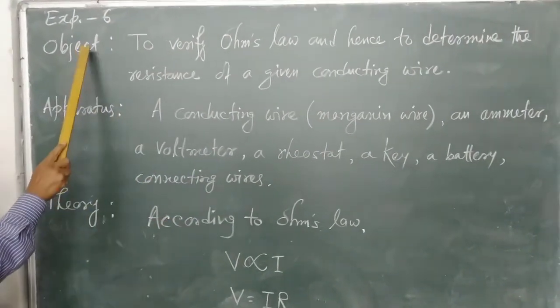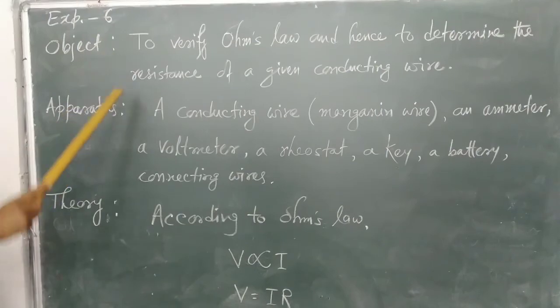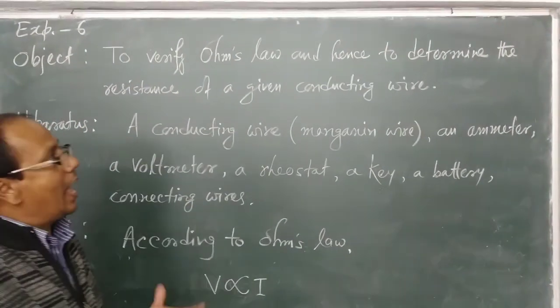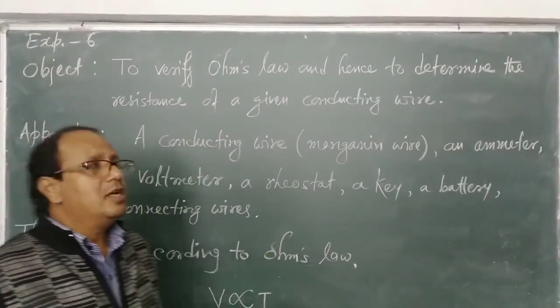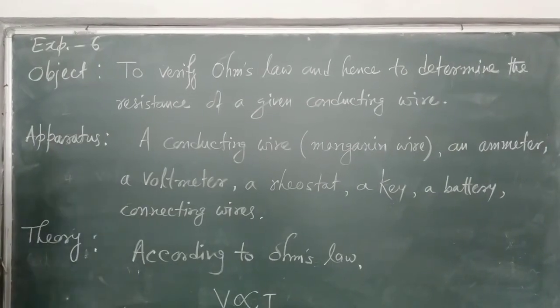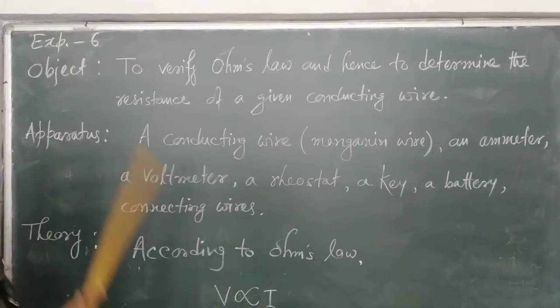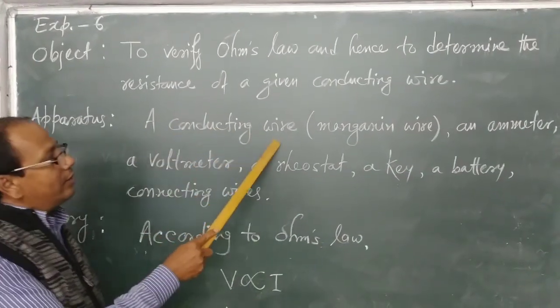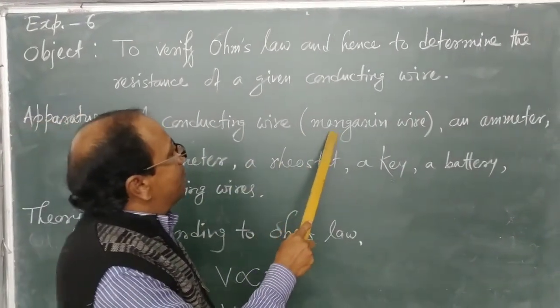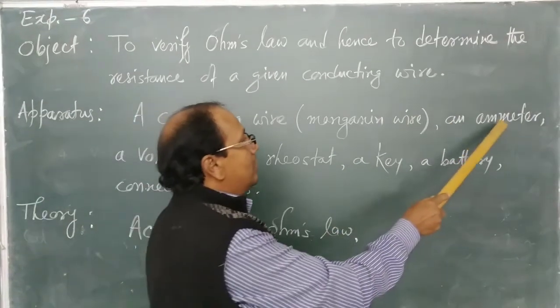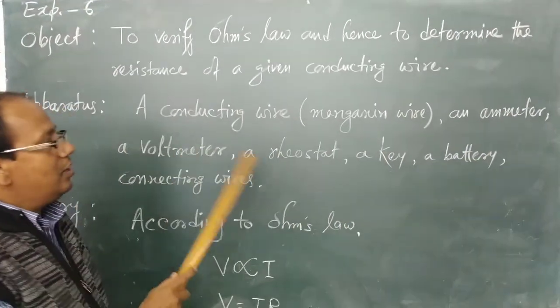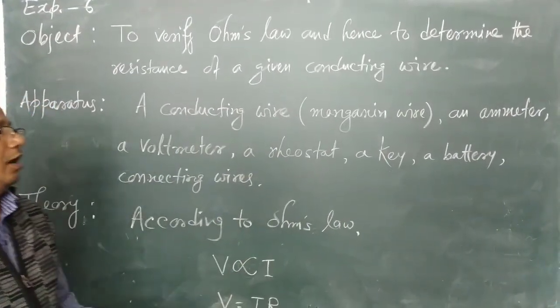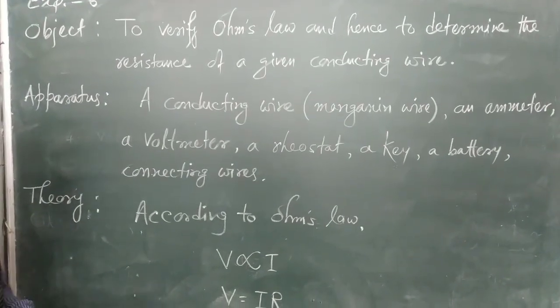Here the object of experiment number 6 is to verify Ohm's law and hence to determine the resistance of a given conducting wire. For this experiment we need apparatus: a conducting wire, here we have taken manganese wire, an ammeter, a voltmeter, a rheostat, a key, a battery, and some connecting wires.